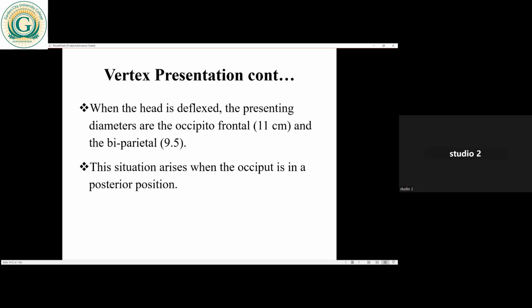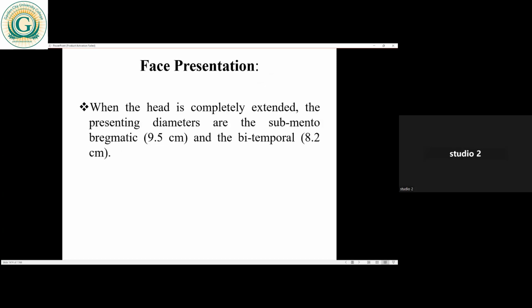So when the head deflects, the presenting diameters are occipitofrontal and biparietal, not a good presentation. This situation arises when the occiput is in the posterior position of the pelvis. Face presentation, when the head is completely extended, the face is coming. The presenting diameters are the submentobregmatic, that's not good, and bitemporal. Presentation, face.